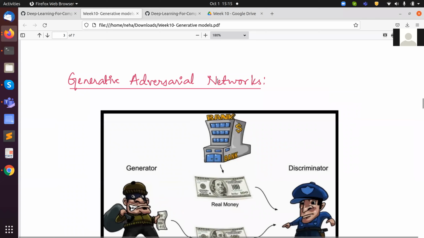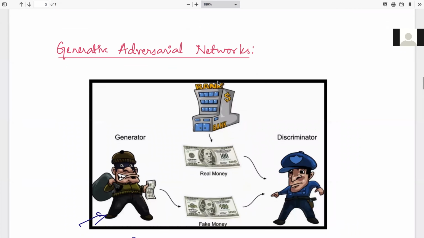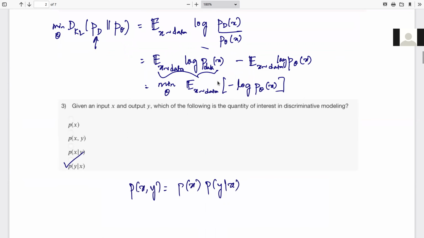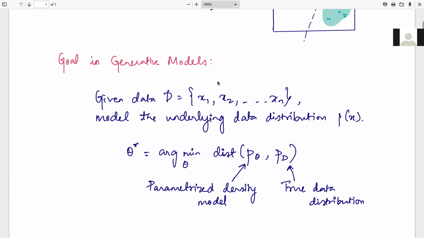So I'll repeat what I'm saying here. So it's generative adversarial networks. We are talking about generative adversarial networks. This is a type of generative models which try to learn the underlying distribution. And how we do that? So for that, what we do is basically try to approximate the underlying true distribution P of t with P of theta, and theta being the parameters we are trying to learn.